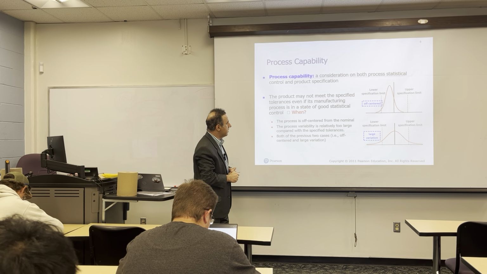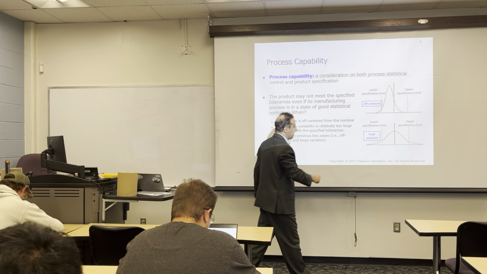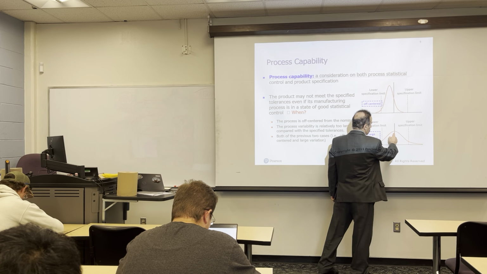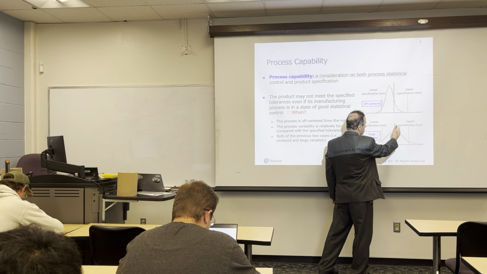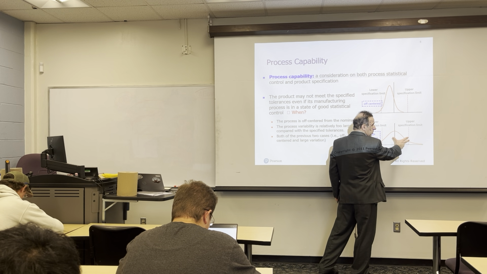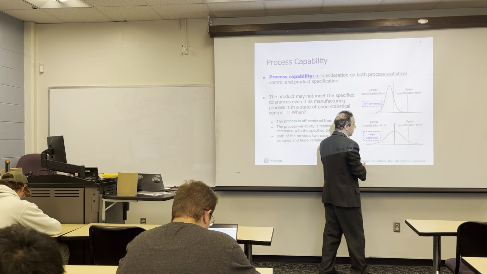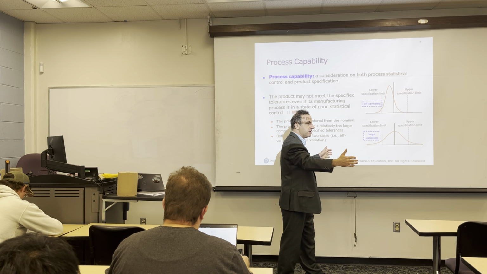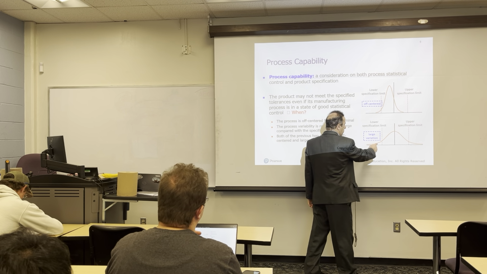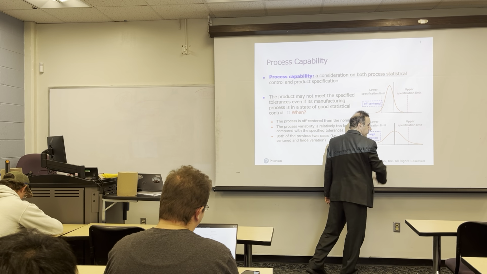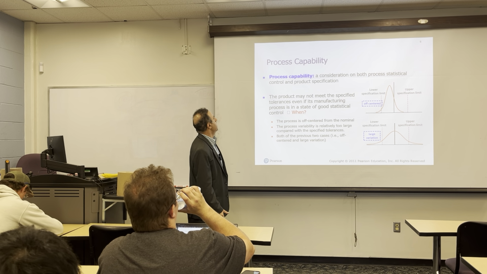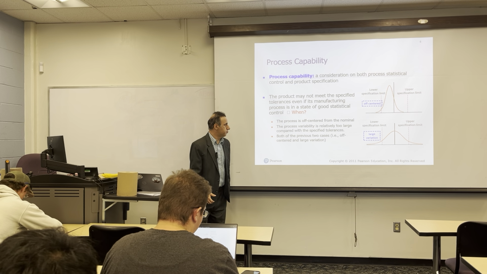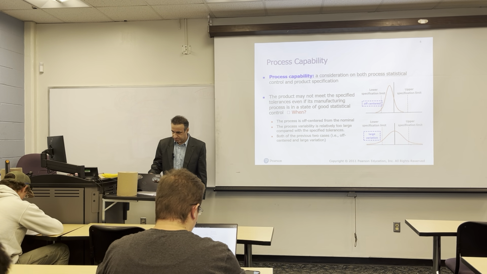Another problem is that you have a large variation. The center of the process is right in the center of these two numbers, but it has a lot of variation. You may have some parts outside this range. Okay, so that is also not good. So process variability is too large.